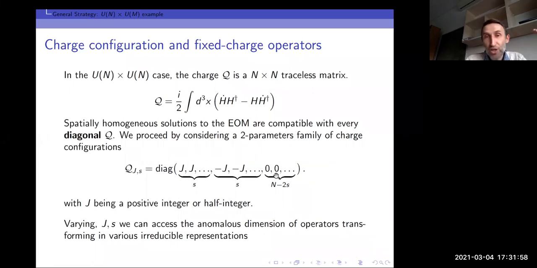Basically your charge has to be a traceless matrix. You can show this. And this is the choice we are making, the most general choice for this charge matrix. And corresponding to these charge configurations, we are trying to identify, in the perturbative regime, which are the operators and which irreducible representations correspond to a given charge configuration. So this is our motivation, which is shown here.